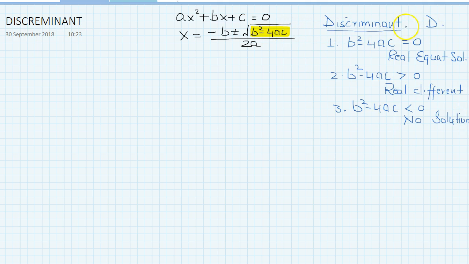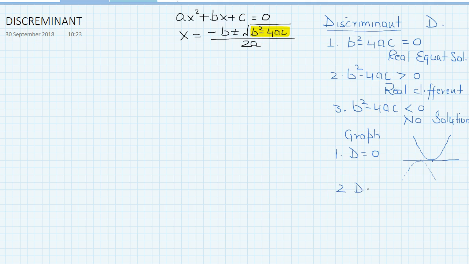We use this discriminant for the graph also. If you are drawing the graph of a quadratic, so if we say D, that is b square minus 4ac, if it is equal to 0, the graph will touch at one point, so it's having one solution. If it is negative a, then it will touch at this place. So you know the shape of the graph and where it is touching.